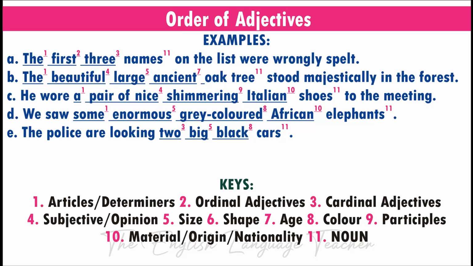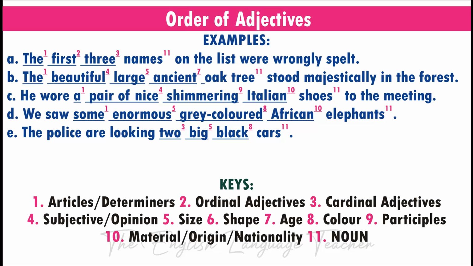Example D. We saw some enormous grey-colored African elephants. Let's see the arrangement. Some is a determiner in this case. Enormous is an adjective of size, which is number 5. Grey-colored is an adjective of color, number 8. And then we have African, that is an origin. Then elephants, which is the noun, number 11, comes last. So we have 1, 5, 8, 10, 11. We saw some enormous grey-colored African elephants.